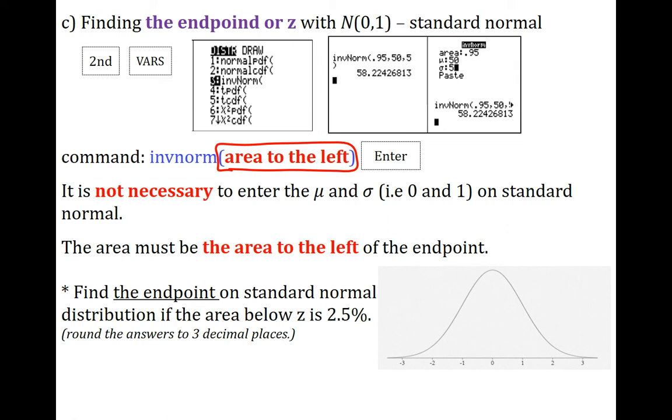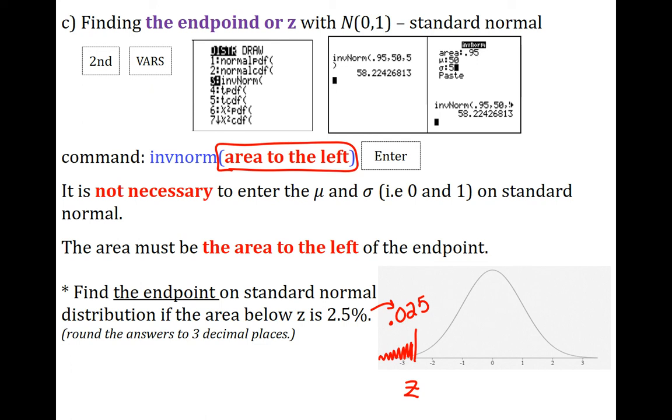It says find the endpoints on a standard normal distribution if the area below z is 2.5%. Okay, so we're looking for some z number. We don't know what it is. We want the area below it to be approximately 2.5%, which is 0.025 as a decimal. Okay, that's important that this number is this number because we can't put in 2.5% to our calculator.